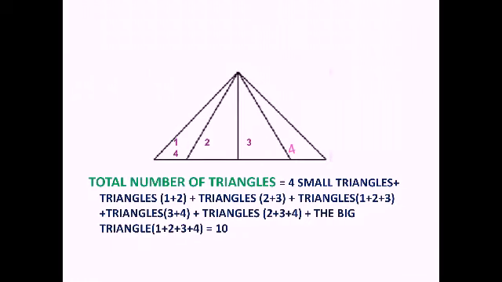Now in the second example, look here. A big triangle is given. It has 4 small triangles.